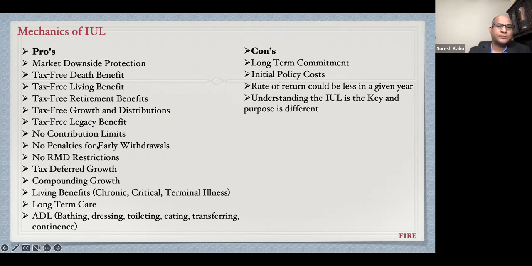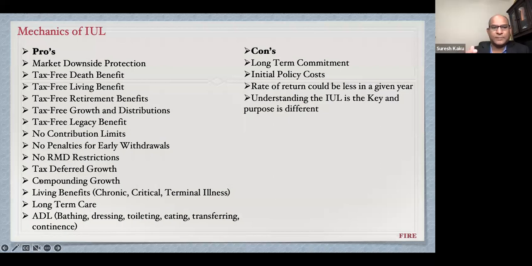And there are no penalties for early withdrawal. If you want to take money out of a 401k before age 59 and a half, you have to pay a 10% penalty. And there's the RMD, which is the required minimum distribution. There are no restrictions on this one. Whereas in retirement accounts, once you hit 72, there is an IRS worksheet, and you have to take out the money as per that. If you don't take out the money, you will be paying a 50% excise tax. But here there is no such restriction. And the money will grow tax deferred. So this is the keyword here, compounding growth, right?